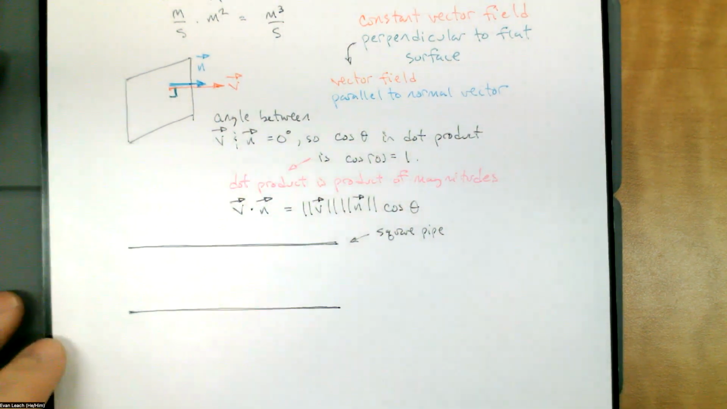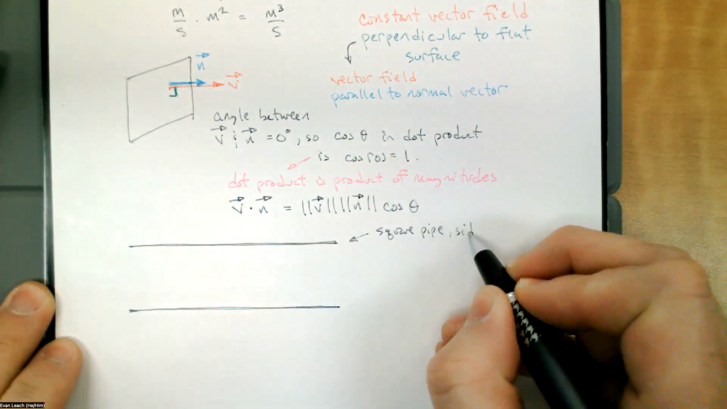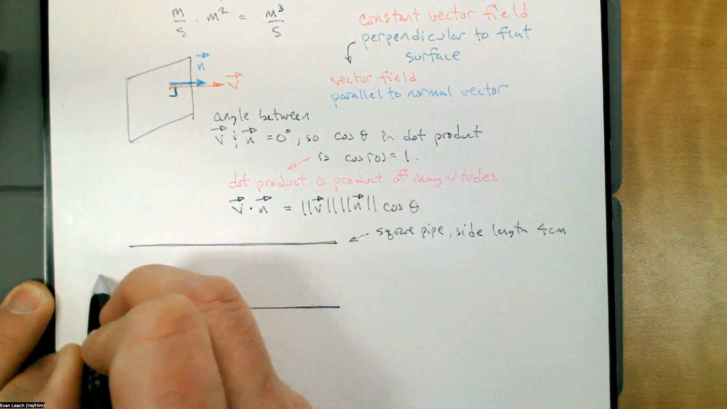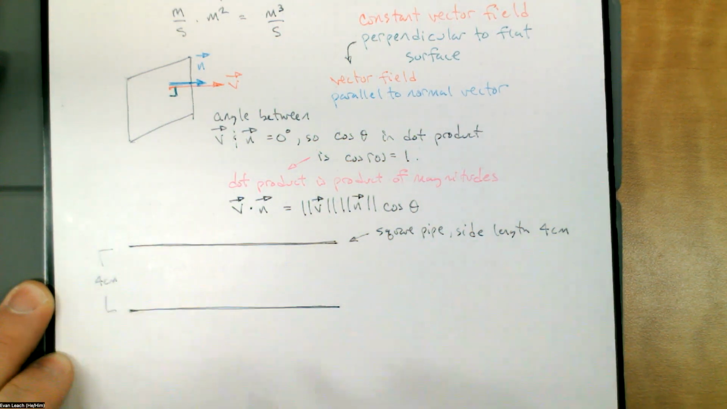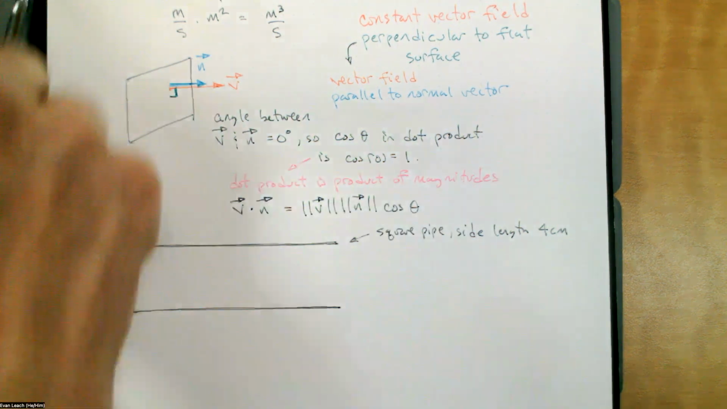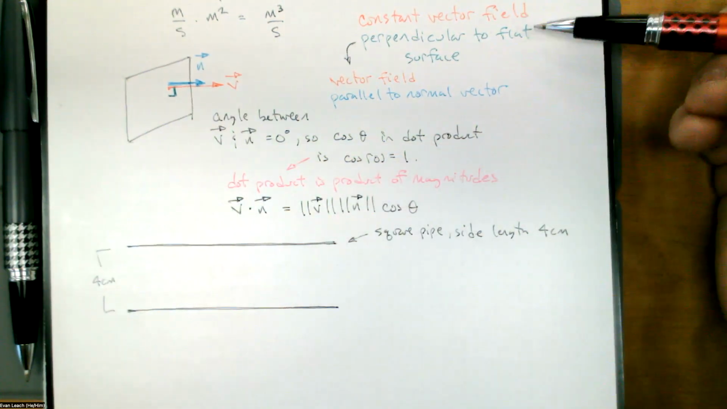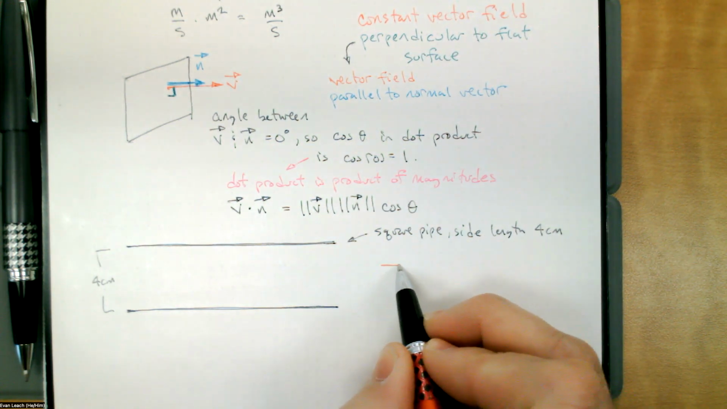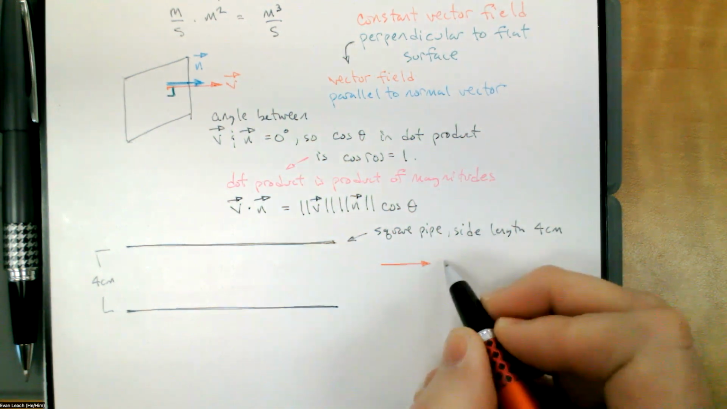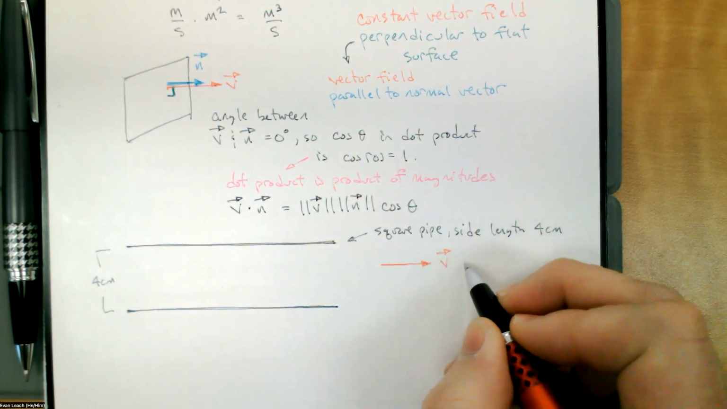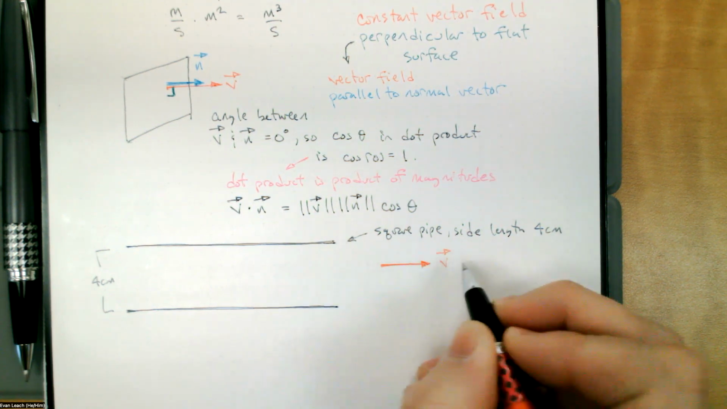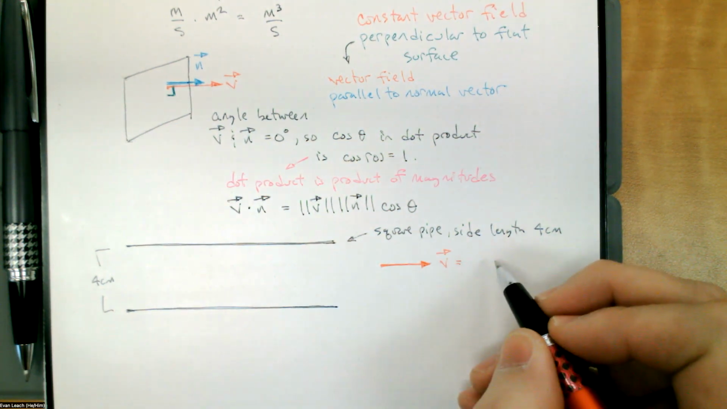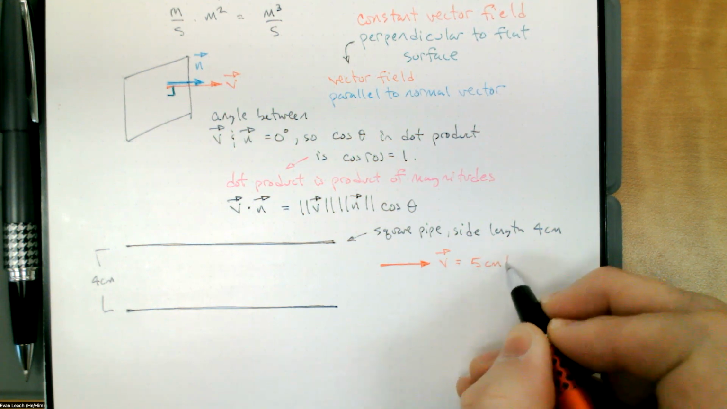So let's say this is a square pipe with a side length of 4 centimeters. And let's suppose that water is running down the pipe. We're going to go back to a constant vector field, because I'm going to start messing with a surface perpendicular to the flow. Our vector field is constant, just running down the pipe, all the same, and we'll put that at 5 centimeters per second.